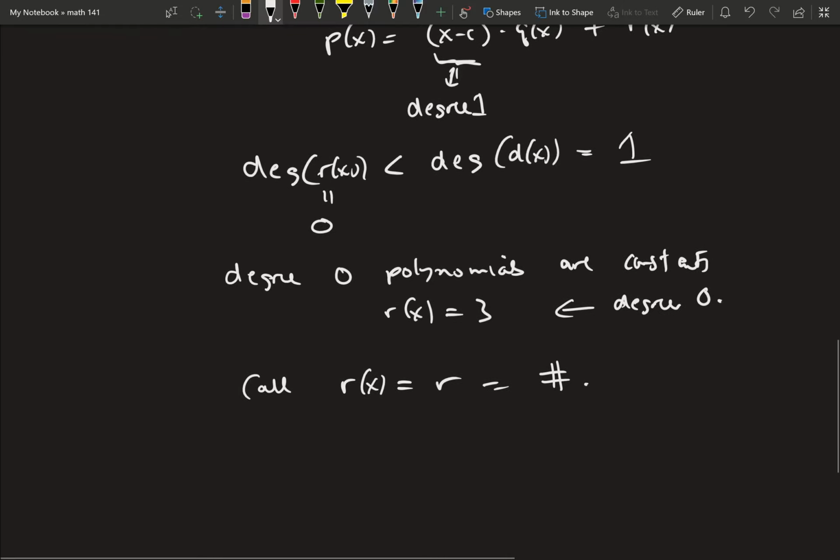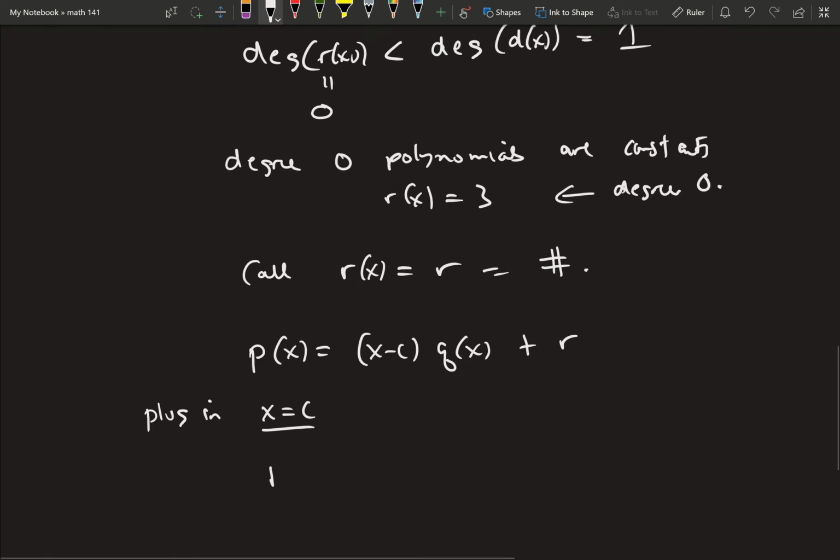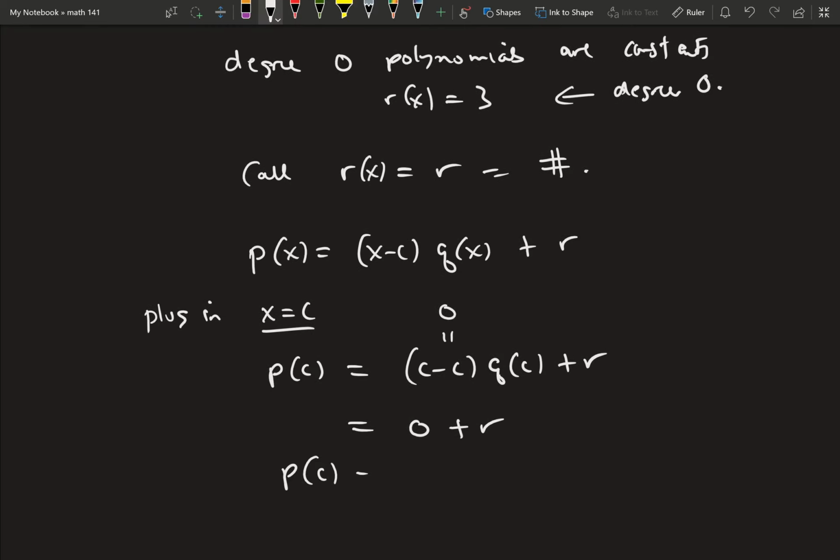So what we have then is that p of x is equal to x minus c times whatever the quotient is plus some number r. And so now if you plug in x equals c, what do you get? You get p of c is equal to c minus c times q of c plus the number r, which is just 0 plus r, because c minus c is 0, and 0 times anything is 0. Hence p of c is just r. Okay, p of c is the remainder when you divide by x minus c.